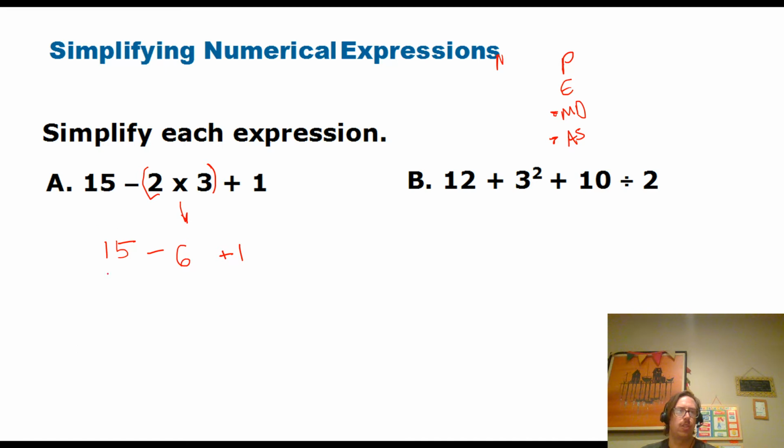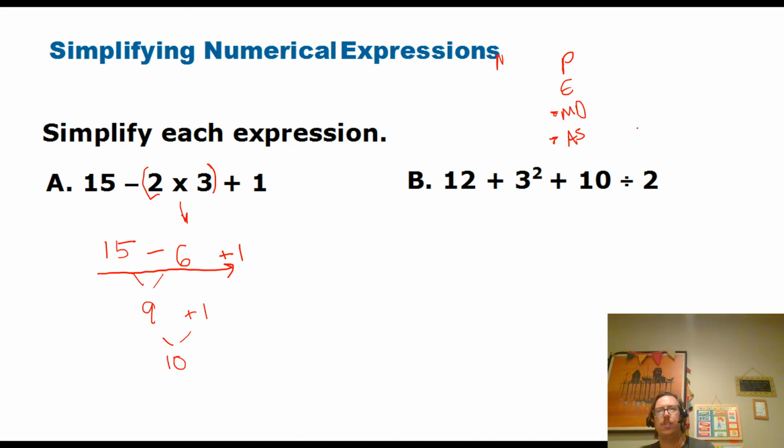All right, so once I've done that, now I'm at my addition subtraction step. I'm going to move left to right. So that means first I'm going to solve 15 minus 6. That part is 9. Then I'm going to add the 1, bring those together, and get 10. So I'm working left to right across the problem when I'm at the MD step and the AS step. All right, you could try letter B here on your own, and then I'll solve it. Go and type your answer in.